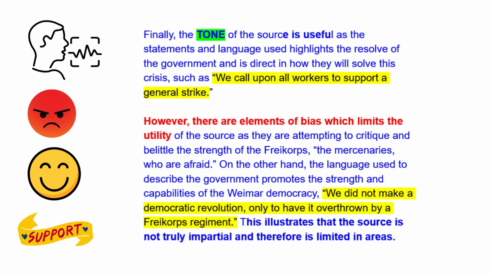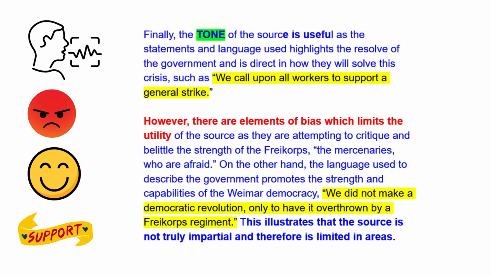Finally, tone. So how is the tone useful? Well, usually it highlights the resolve of the government in this case, and it's direct in how they will solve this crisis. "We call upon all workers to support a general strike," so it's quite authoritative, okay, what they're going to do. However, there are elements of bias which limit the utility of the source, as they are tempted to critique and belittle the Freikorps, because they call them the mercenaries. That word mercenaries, people who get paid for their services, is a real slur on the Freikorps.